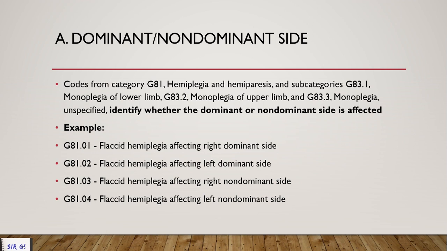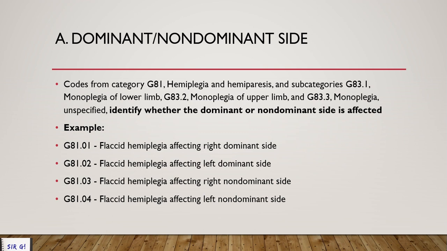But what if there's no documentation of the dominant or the non-dominant side? The only documentation that we have is the affected side. What if the medical record only tells you the affected side and there's no documentation at all of whether it's a non-dominant or a dominant side?